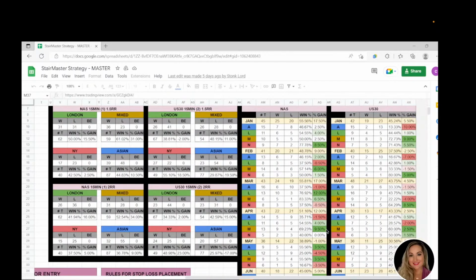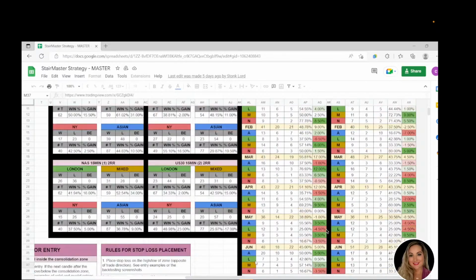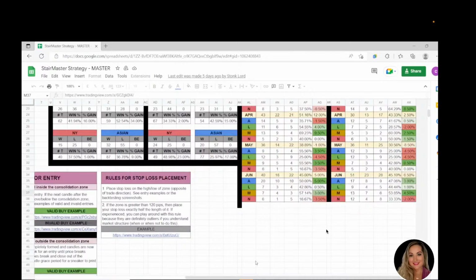We also have over here the monthly breakdown. So you have NASDAQ 100's monthly breakdown, US 30's monthly breakdowns. So you could see what each of the months totaled if you wanted to see individual months: January, February, March, April, May, June, and then July will be added in afterward.